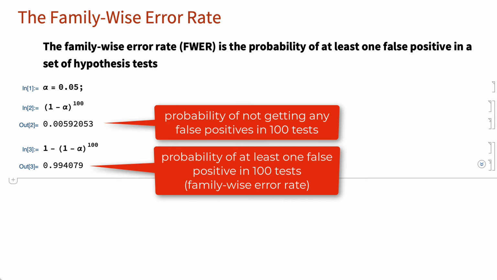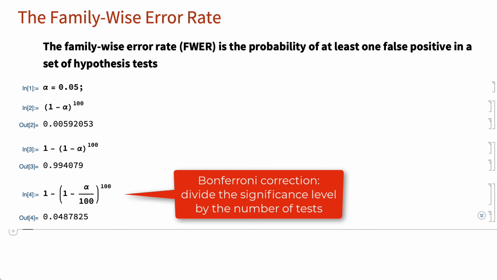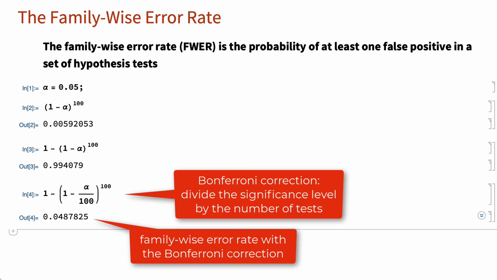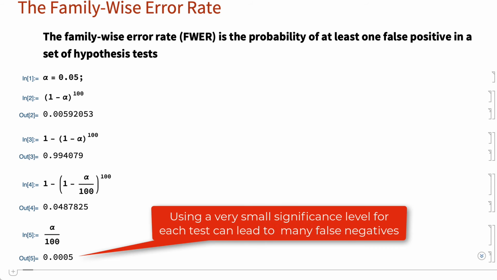A simple way of lowering the family-wise error rate is to use a smaller value for the significance level. A common way to do that, called the Bonferroni correction, is to divide the significance level by the number of tests. In this example, the number of tests is 100. Dividing the significance level of 5% by 100 leads to a family-wise error rate of just under 5% for 100 tests. The main problem with this approach is that dividing the significance level by 100 gives a significance level for each test that is so small that very few tests will give positive results, and so there may be many false negatives.